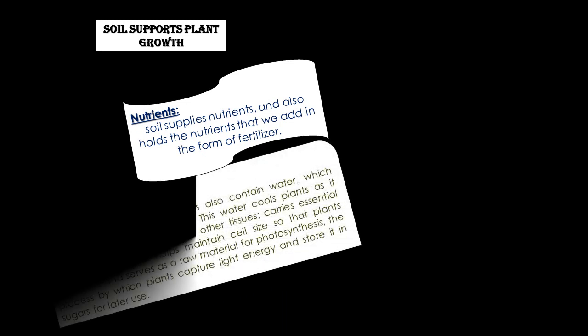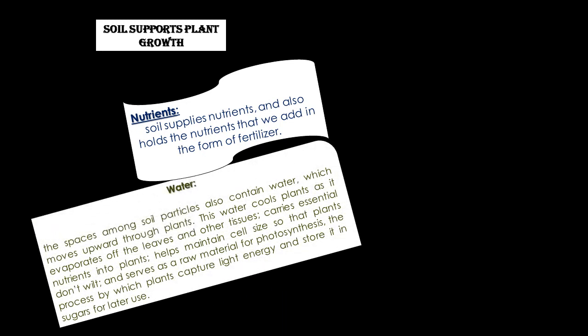What does soil do for plants? Soil supports plant growth by providing nutrients, holding nutrients that we add in the form of fertilizer, and holding water, which moves upward through plants, and this water cools plants as it evaporates off the leaves and other tissues.